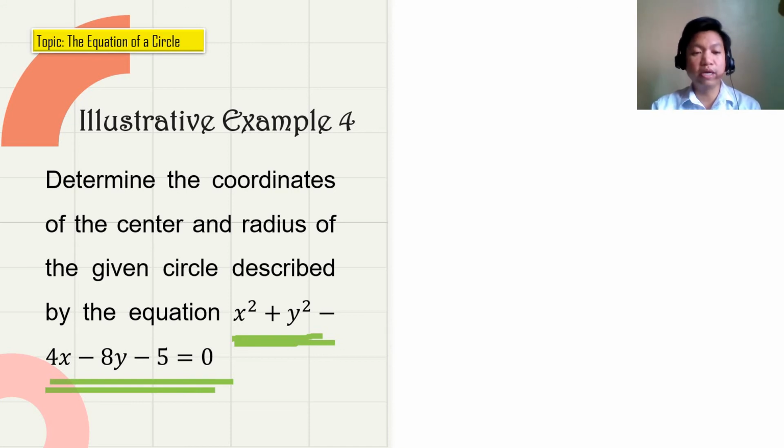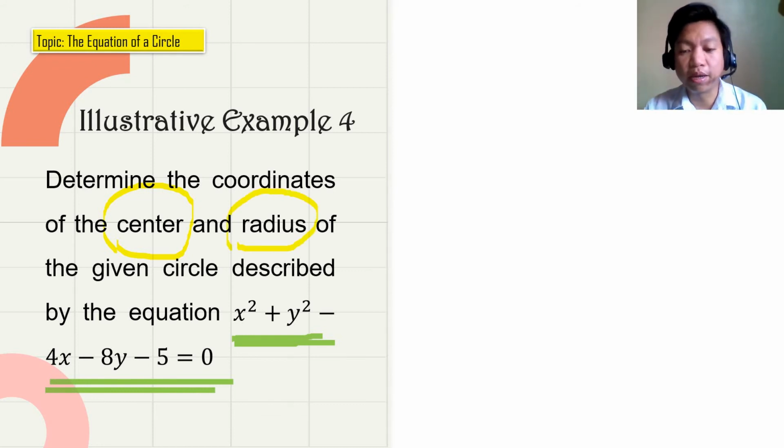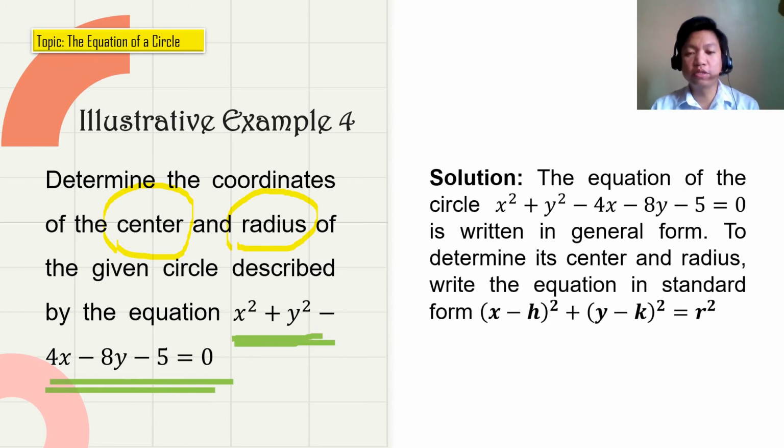So, ang ating goal ay hanapin ang value ng ating center at ano ang kanyang radius. Yun yung ating goal dito sa problem na to, na makuha natin ang coordinates ng center at kung gaano kahaba or kalaki yung ating circle by its radius. For this solution, the equation of the circle, x squared plus y squared minus 4x minus 8y minus 5 is equal to 0, is written in general form. To determine the center and radius of the circle, you need to write the equation into standard form.